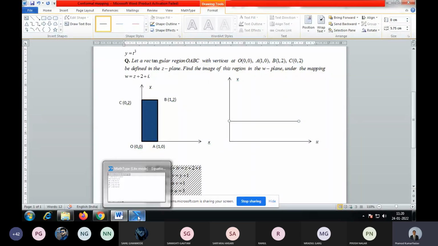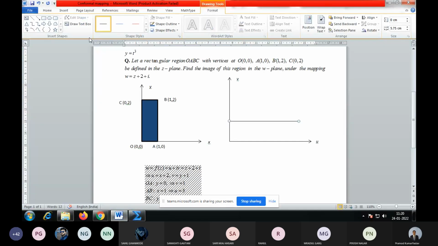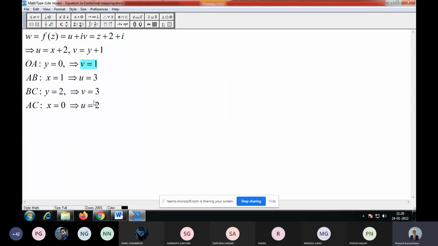Then u equal to 3 is the equation of what? Yes, Rahul? Sir, u equal to 3 is the equation of a line like this one. Please see this one. Next question is v equal to 3.